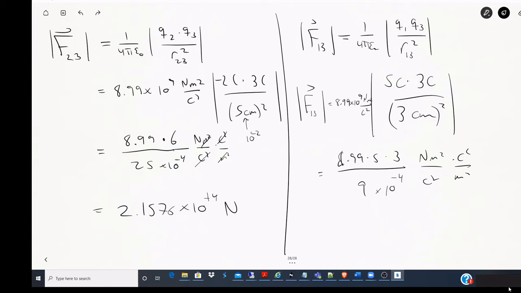And now I just have to do the arithmetic. Coulomb squareds cancel, meter squareds cancel. If I round things a bit, I'll notice that 8.99 is really close to being the same as 9. So I'm going to approximate 8.99 as being 9 and just cancel these out. And I'm left with 15 times 10 to the 4th newtons.